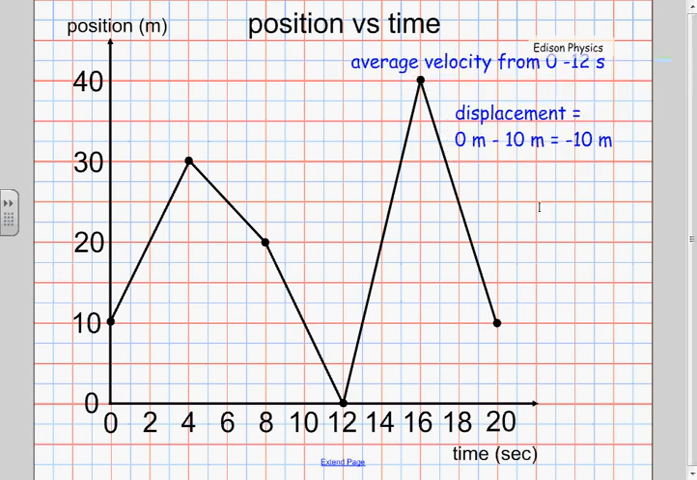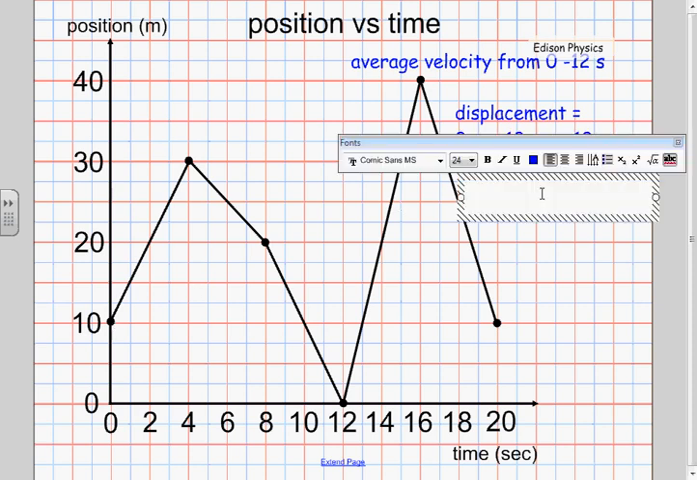All right, now remember from previous units, negative 10 meters means on the graph, from where I started to where I ended, I went down 10 meters. Well, I started up here, I ended down here. My ending point is 10 meters below my starting point. So I do have negative 10 meters of displacement. My time is still 12 seconds.